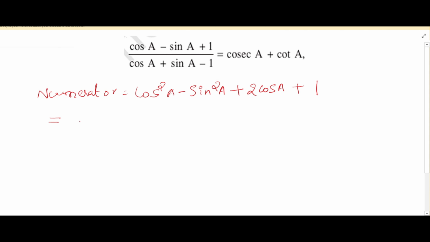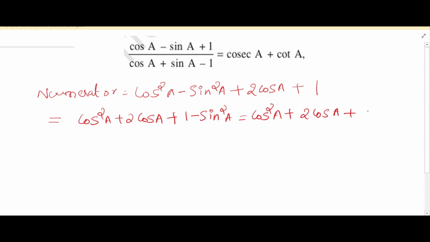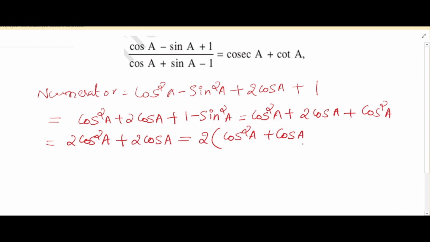There is some more rearrangement, so it becomes cos square A plus 2 cos A plus 1 minus sin square A, and the 1 minus sin square A becomes cos square A, so it becomes cos square A plus 2 cos A plus cos square A. Cos square A plus cos square A is equal to 2 cos square A, so 2 cos square A plus 2 cos A. I am going to take the 2 common, so it becomes 2 into (cos square A plus cos A).